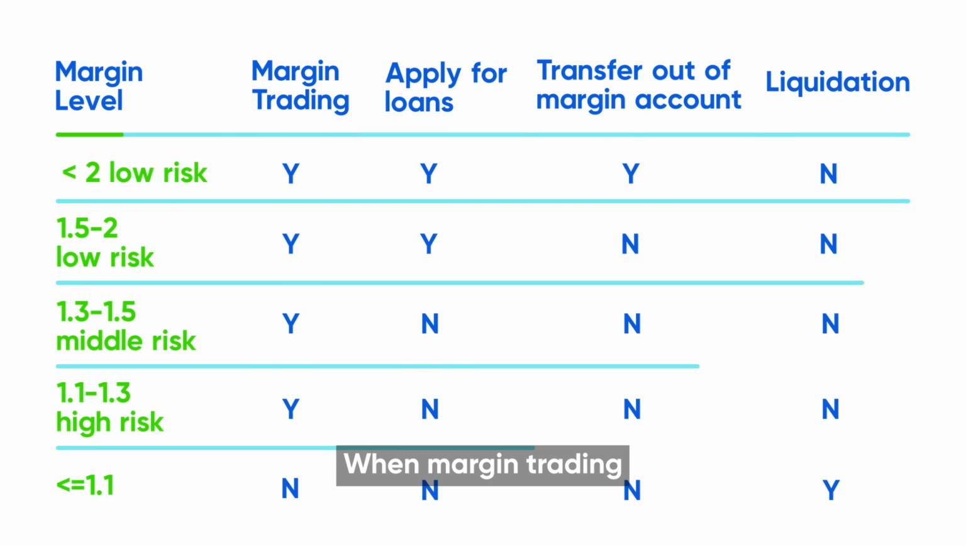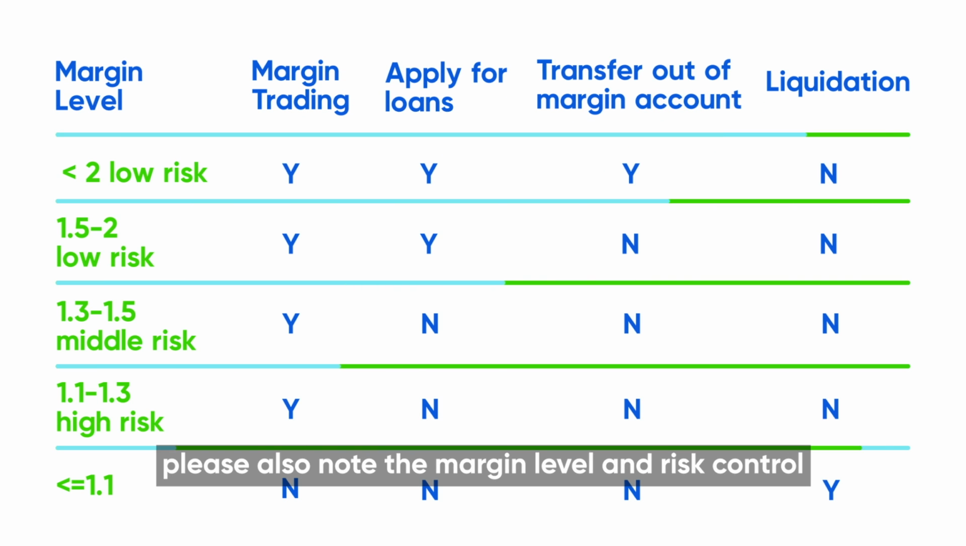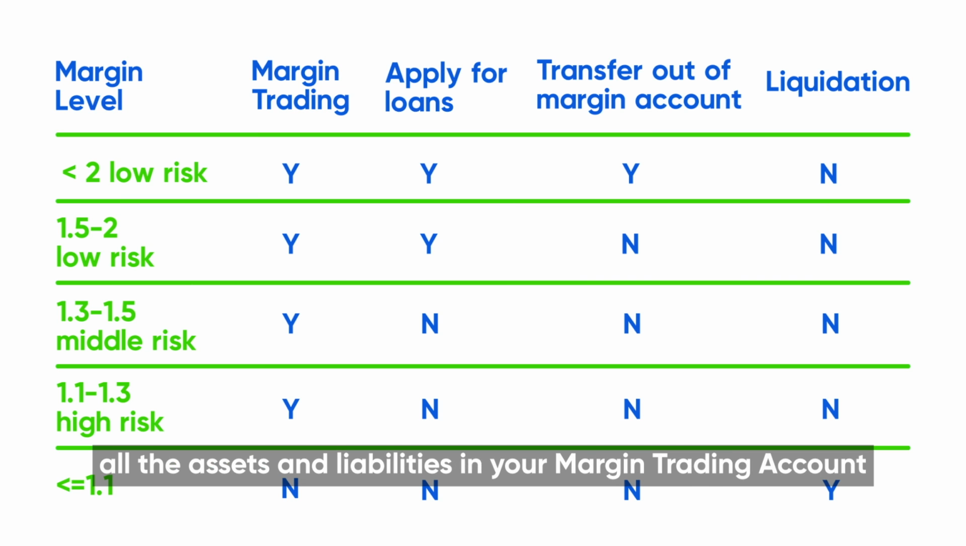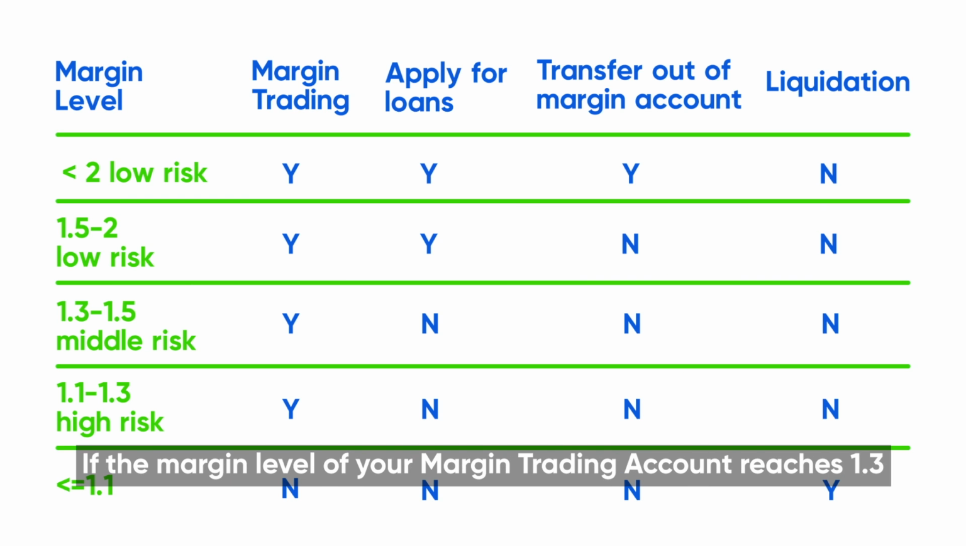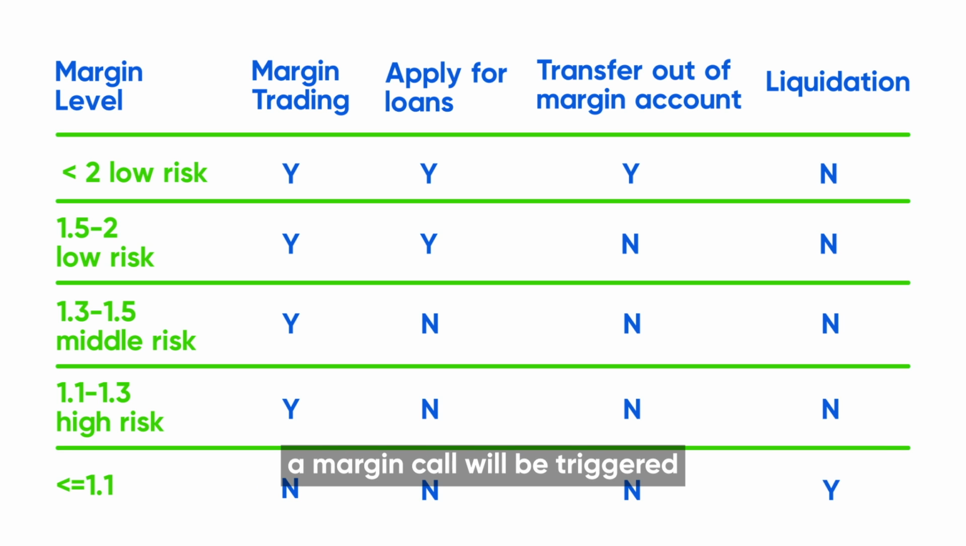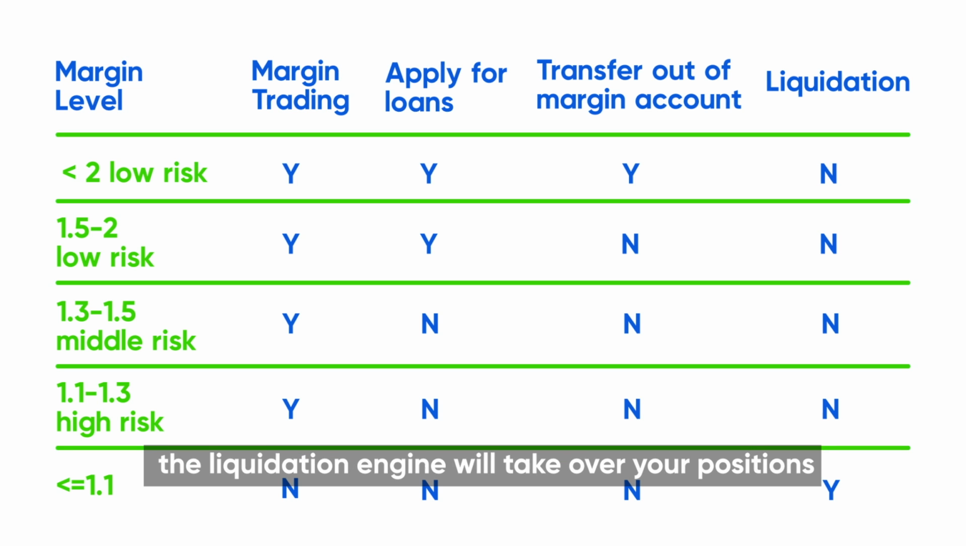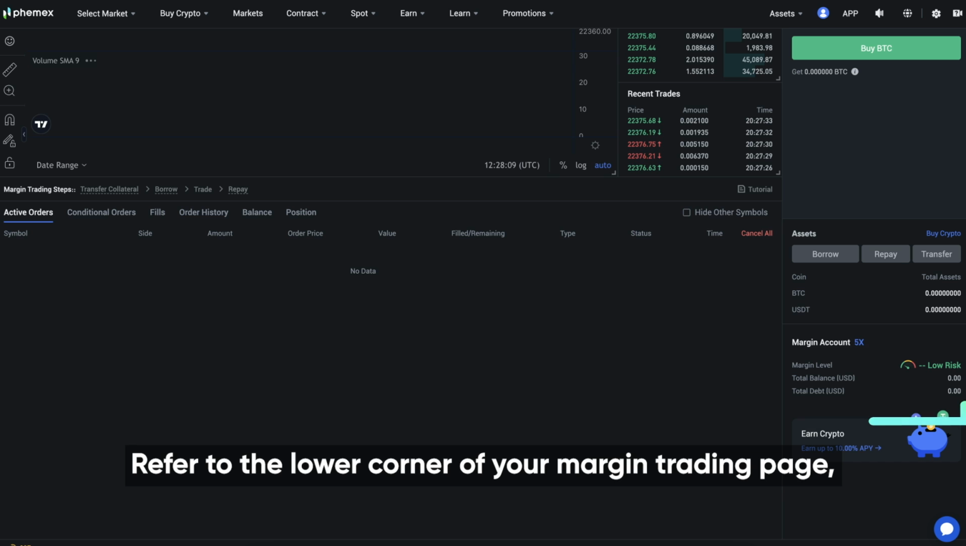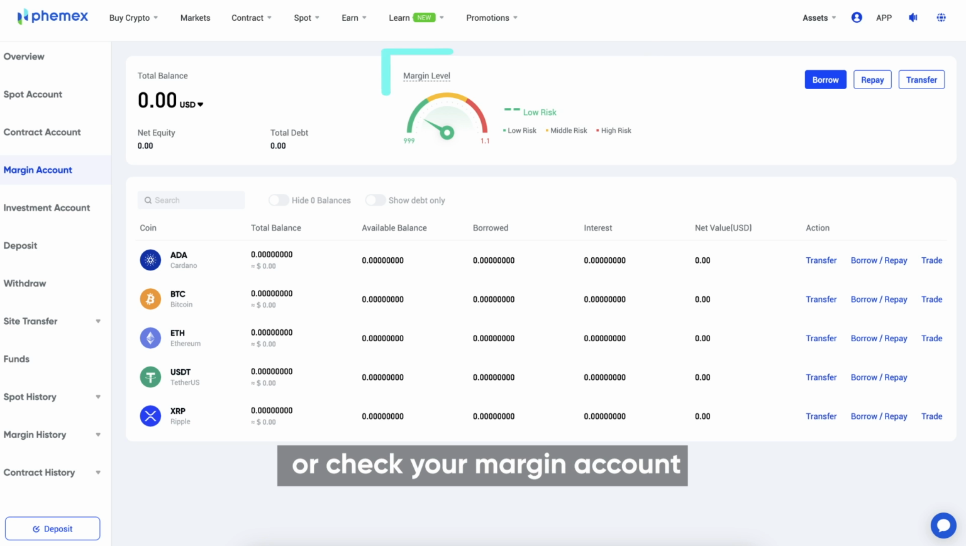When margin trading, please also note the margin level and risk control. The risk level is calculated based on all the assets and liabilities in your margin trading account. If the margin level of your margin trading account reaches 1.3, a margin call will be triggered. If the margin level reaches 1.1, the liquidation engine will take over your positions. You can check your margin level in two ways. Refer to the lower corner of your margin trading page or check your margin account.